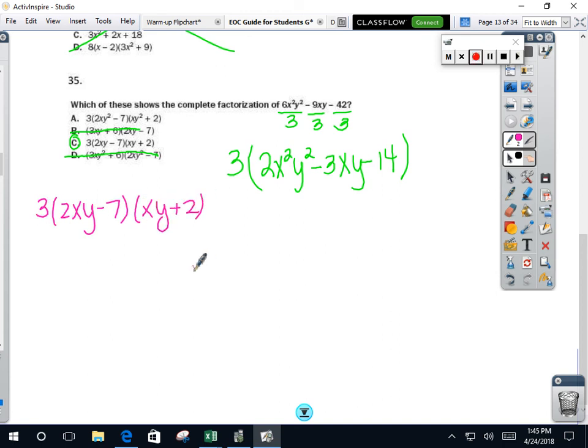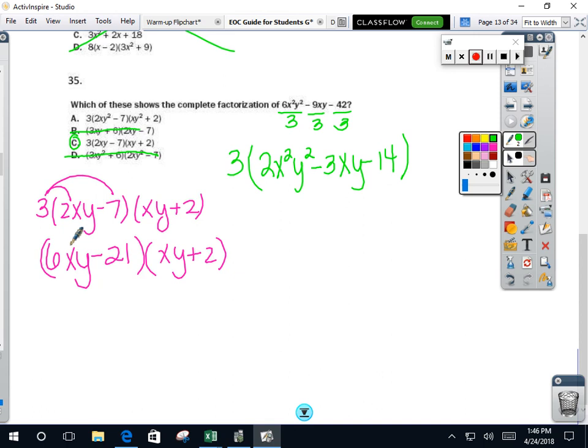The first thing I would do is distribute this 3 to this first binomial. 3 times 2xy is 6xy. 3 times negative 7 is negative 21. Any questions about that? Now I'm going to bring down the other binomial that I haven't done anything with yet, and now I'm going to double distribute. 6xy times 1xy is 6x squared y squared. Now let's break it down. That's because there's a 6 times a 1, which makes the 6. X times x makes the x squared. Y times y makes the y squared.